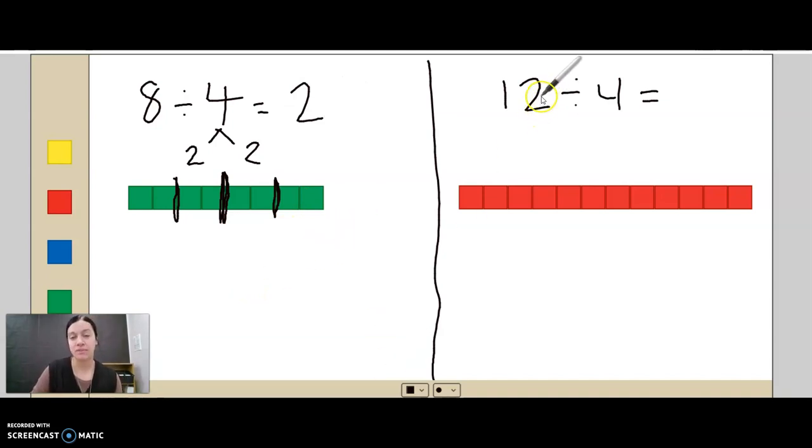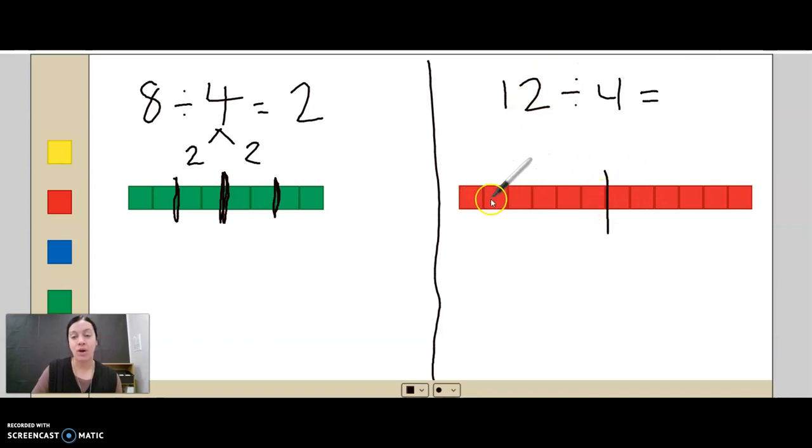Let's look at our next one. For this one, we have 12 divided by 4. The first thing I need to look at is, is this an appropriate problem to use the half and half again strategy? Well, I have a divisor of 4, so this would be an appropriate problem to use that strategy for. I'm going to start by thinking about halving my 12, or splitting it right down the middle.